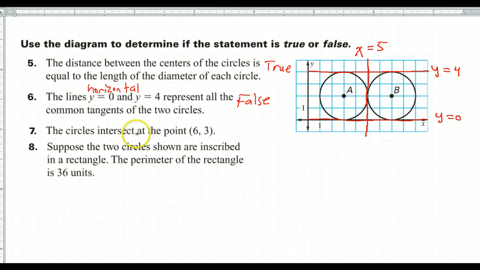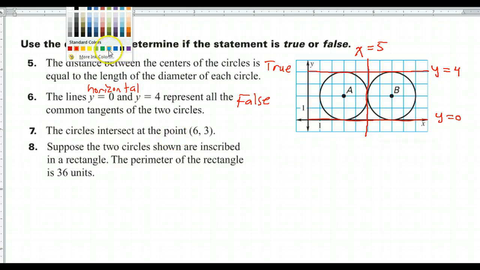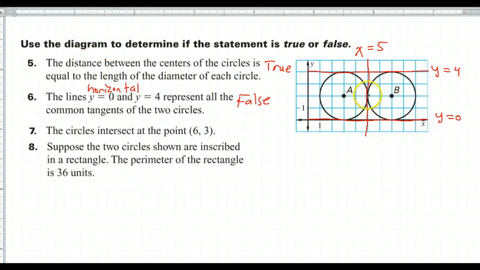Let's see. Number 7, the circles intersect at the point 6, 3. True or false? That is false. The circles intersect at this point right here. Okay, that is where they intersect, but that is the point 5, 2, not 6, 3. So that is false.